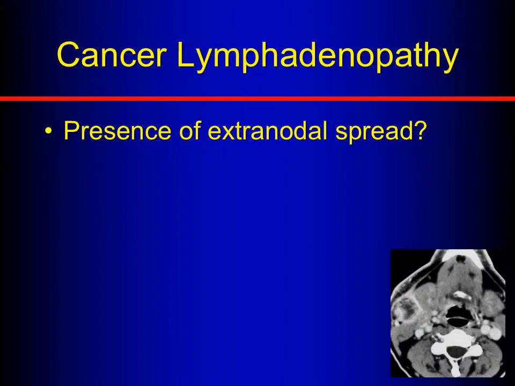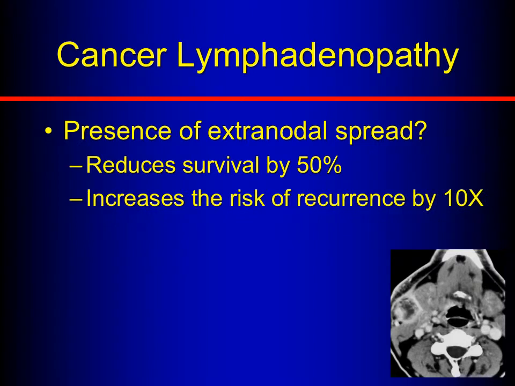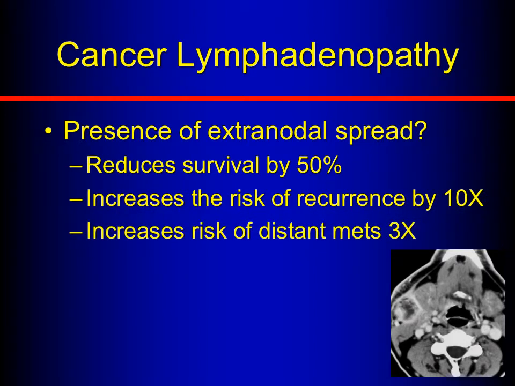Well, what about extracapsular spread? Is that important? It turns out yes. If we see extracapsular spread, that also cuts the patient's prognosis by half. We know that it increases the risk of recurrence by 10%, and it increases the risk of distant mets by 3 times.